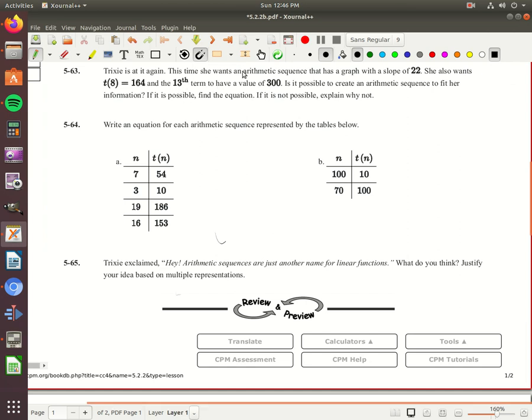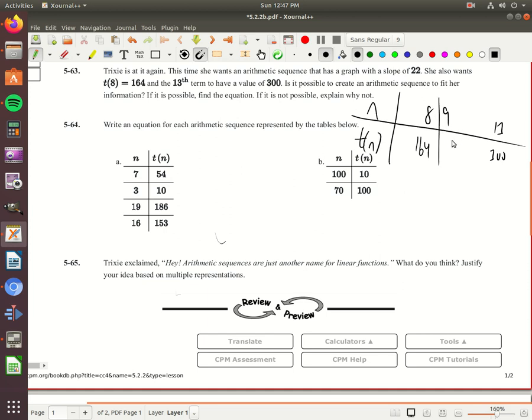It says Trixie is at it again. This time she wants an arithmetic sequence that has a graph with a slope of 22. She also wants t of 8 to equal 164. Alright, so let's see here. So we have n and t of n. We know that t of 8 needs to equal 164. We know that t of 13 equals 300. And we know that we need a slope of 22.